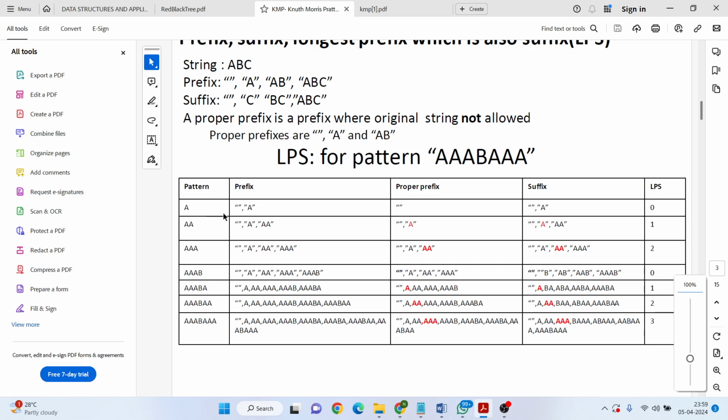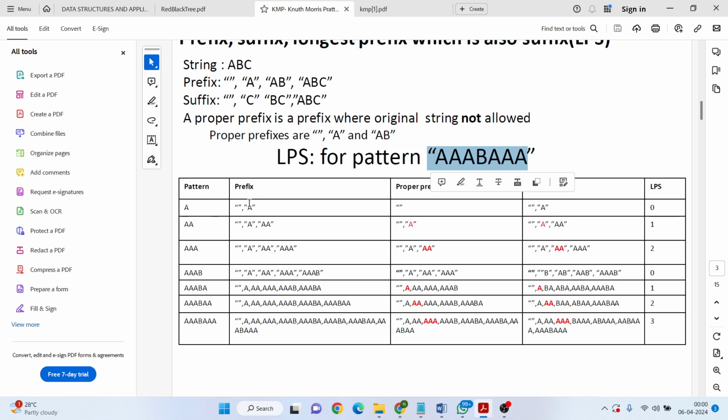Let us take a simple example. AAA is my pattern. Now I have to find out the prefix strings, proper prefix strings and suffix strings. The prefix string starts with the null character and ends with the last character, one by one. I'll be starting from one character, two characters, three, like that till the last, that many number of characters.